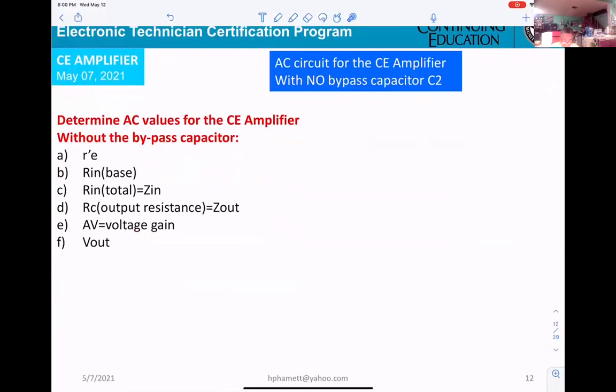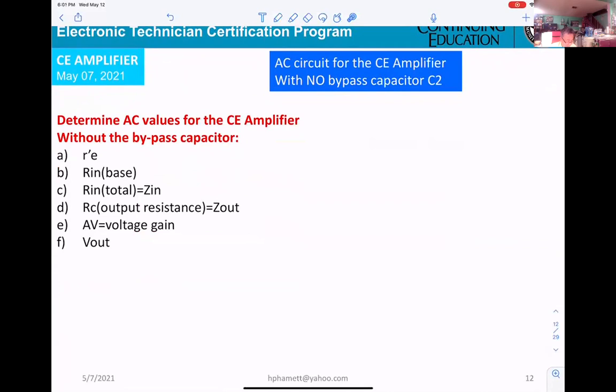That they want to calculate with no bypass. R prime E, they will be the same. But the R in to the base will be different. And R in total also will be different.